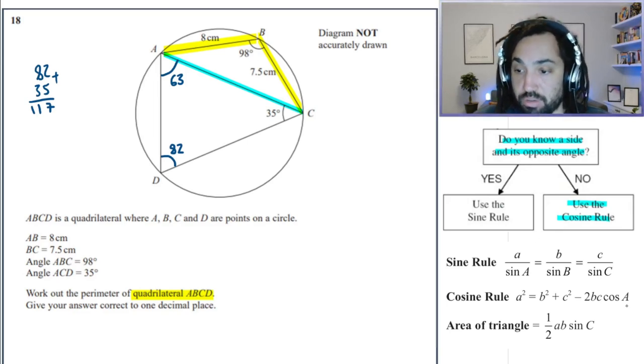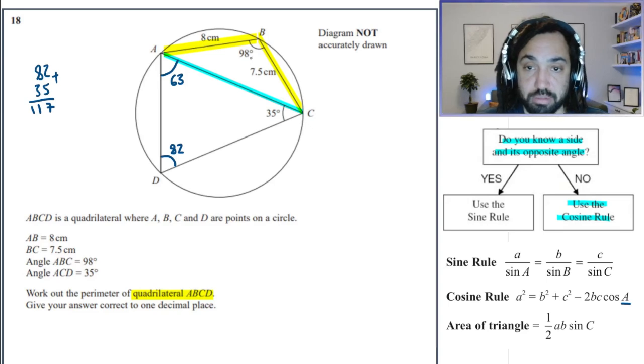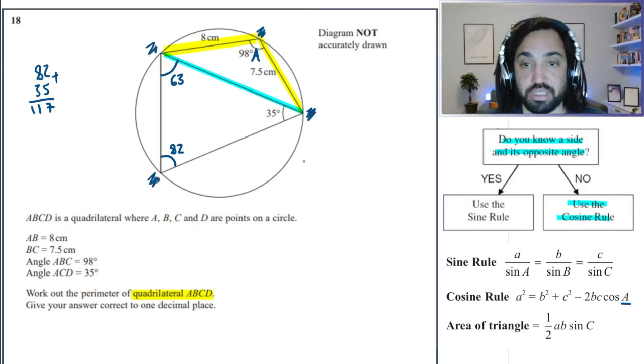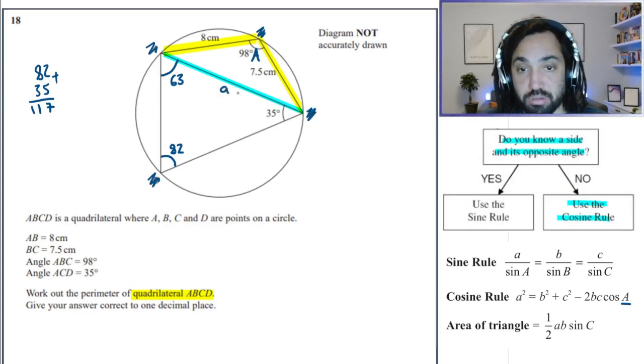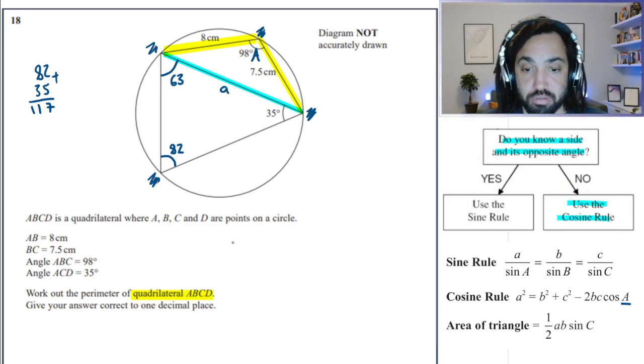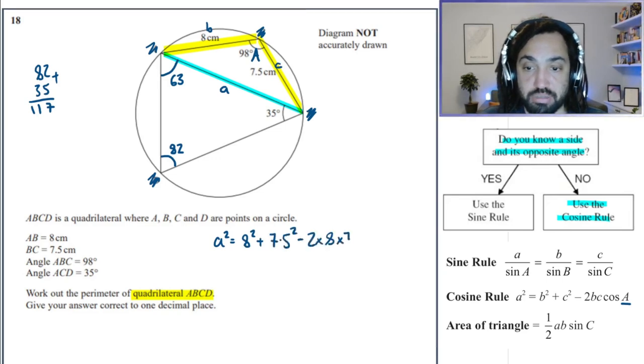Now, the angle that we know in the cosine rule formula is capital A. So this is capital A. Again, forget the fact that the triangle is always labelled to mislead you. That's going to be capital A for now, which means that's little a, so we're going to use the cosine rule. So a squared is equal to b squared plus c squared, and b and c are these two. So 8 squared plus 7.5 squared minus 2 times 8 times 7.5 times cosine of 98.